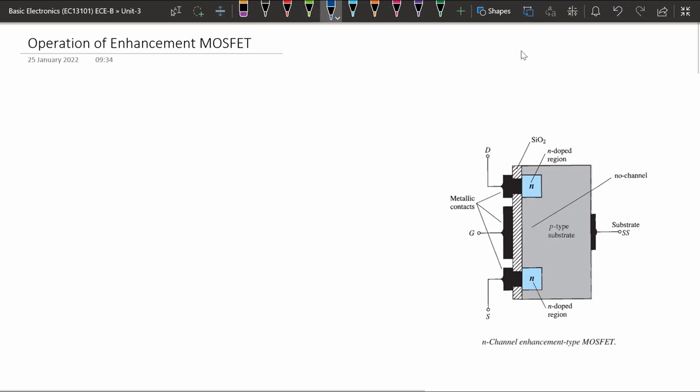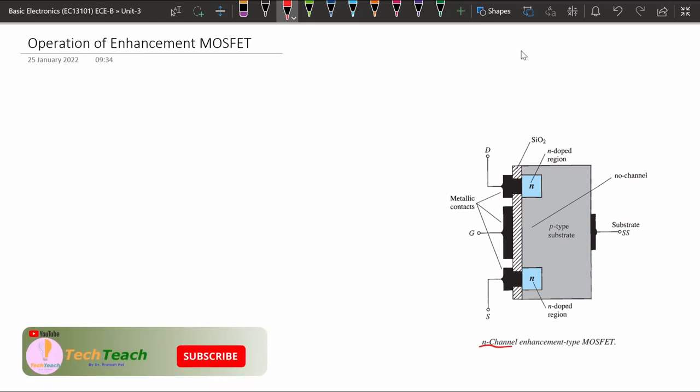In construction, we have already seen there will be a substrate. On that, we will have two different N regions. If it is an N-channel enhancement type MOSFET, two different N regions will be deposited, by diffusion. This is N plus doping, so the doping will be quite high, and the substrate is P-type. Here this is oxide and this one is metal, and this metal connects to the gate terminal. So it is a metal, oxide and semiconductor connection.